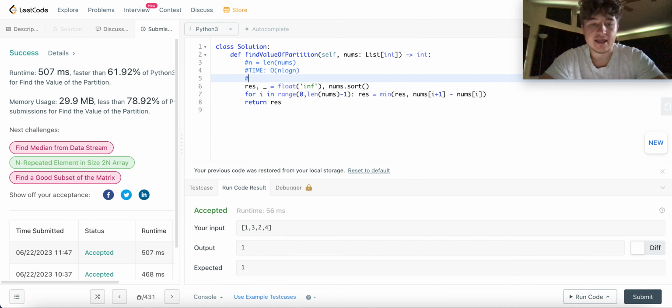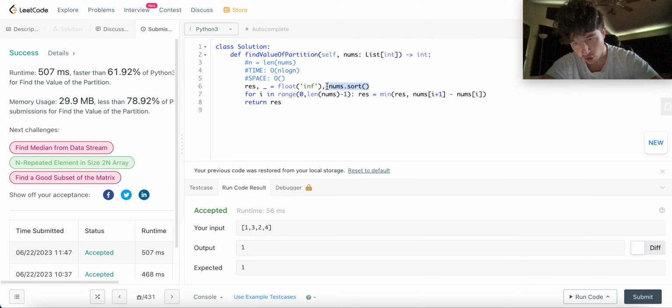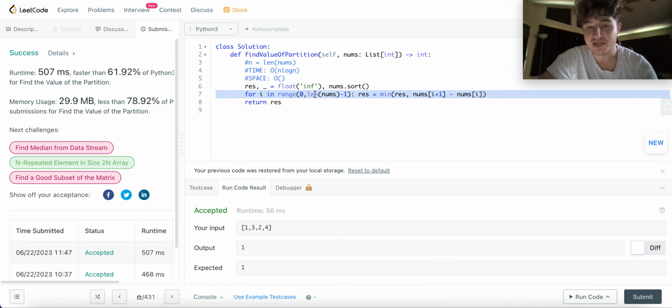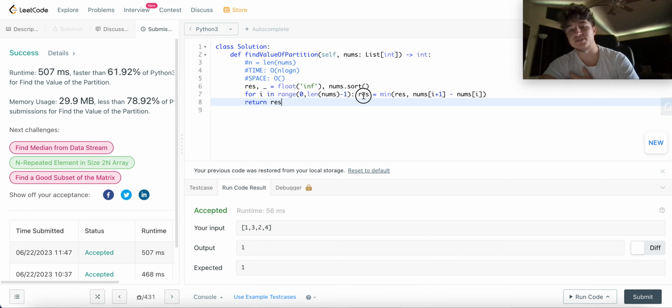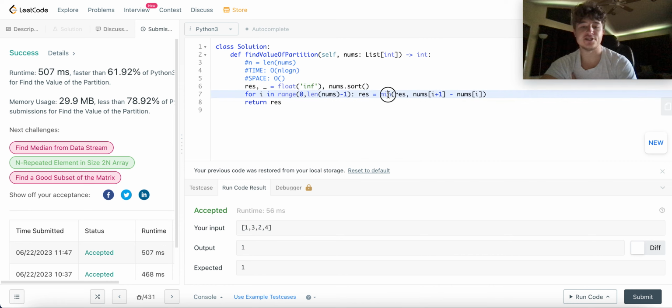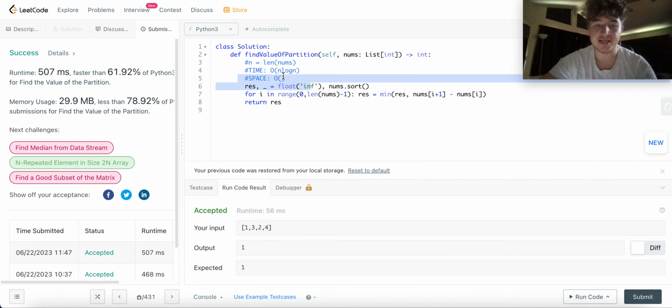Okay. And then for space, well, I'm not sure if Python sorts in constant space, but there's heap sort, right? There's in-place heap sort. So there are mechanisms in which you can sort in constant space, so you don't use any additional space. So this is O of 1. And then the way that we did this is also O of 1 space, right? Because I'm just updating one variable, res, for each adjacent pair. So that's constant space total.